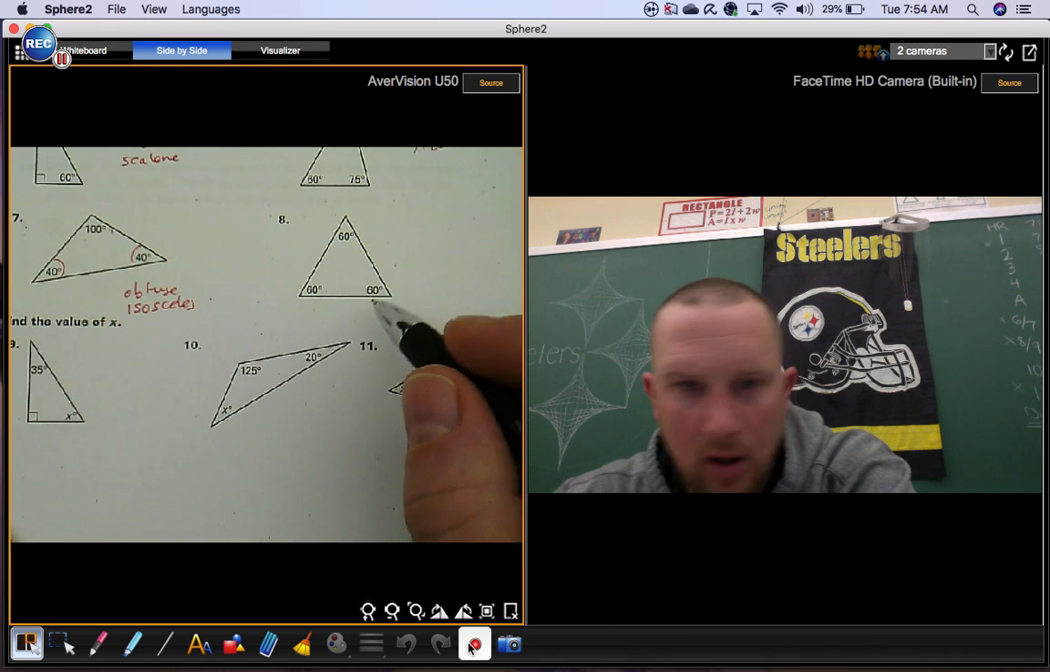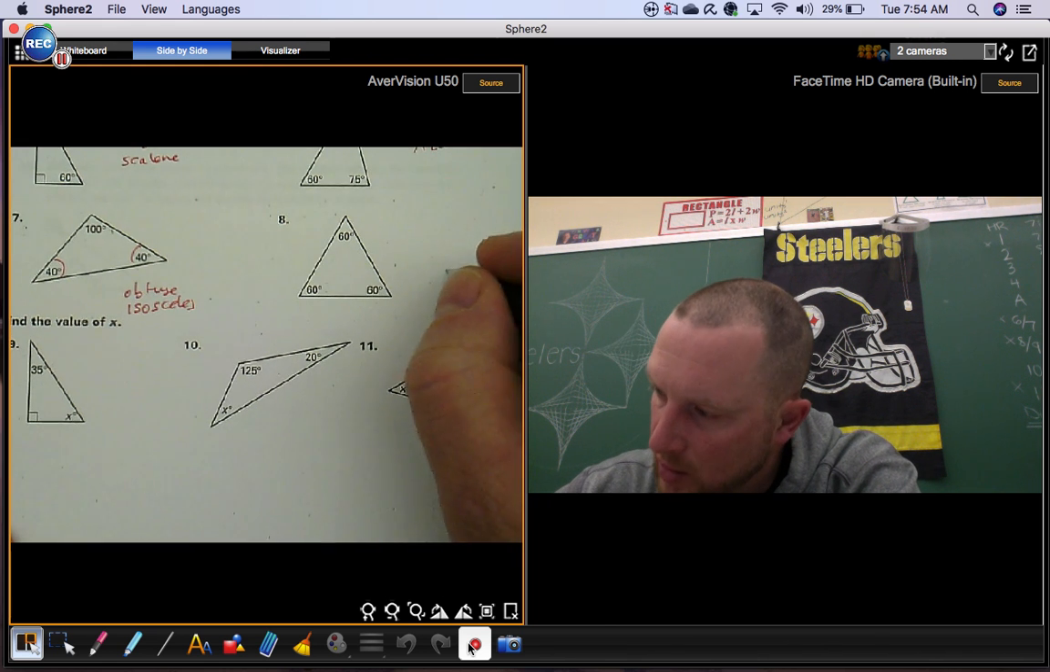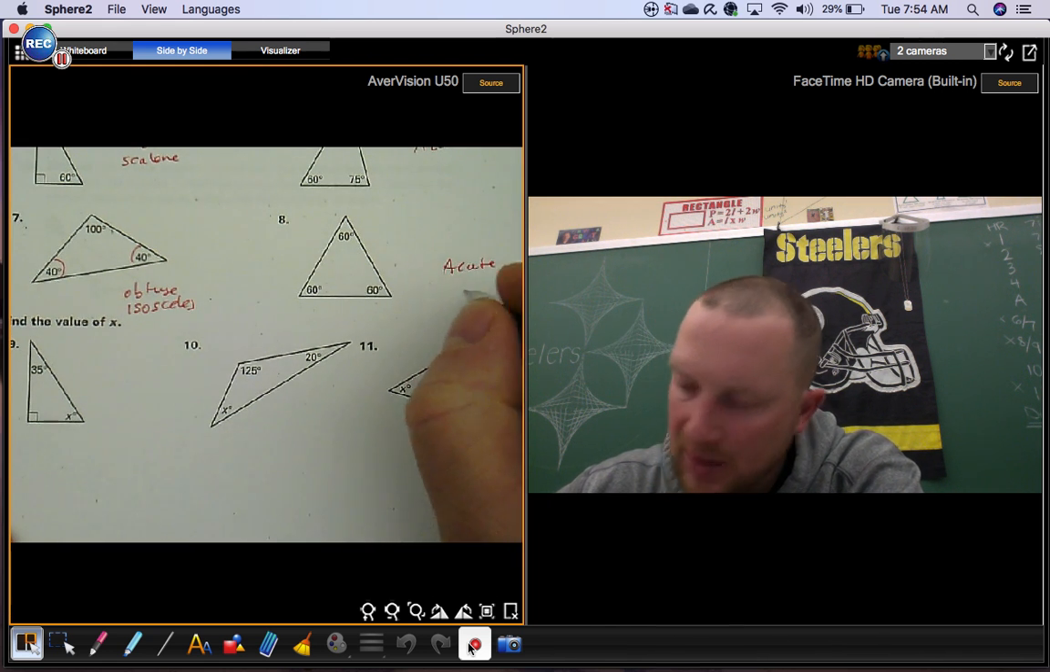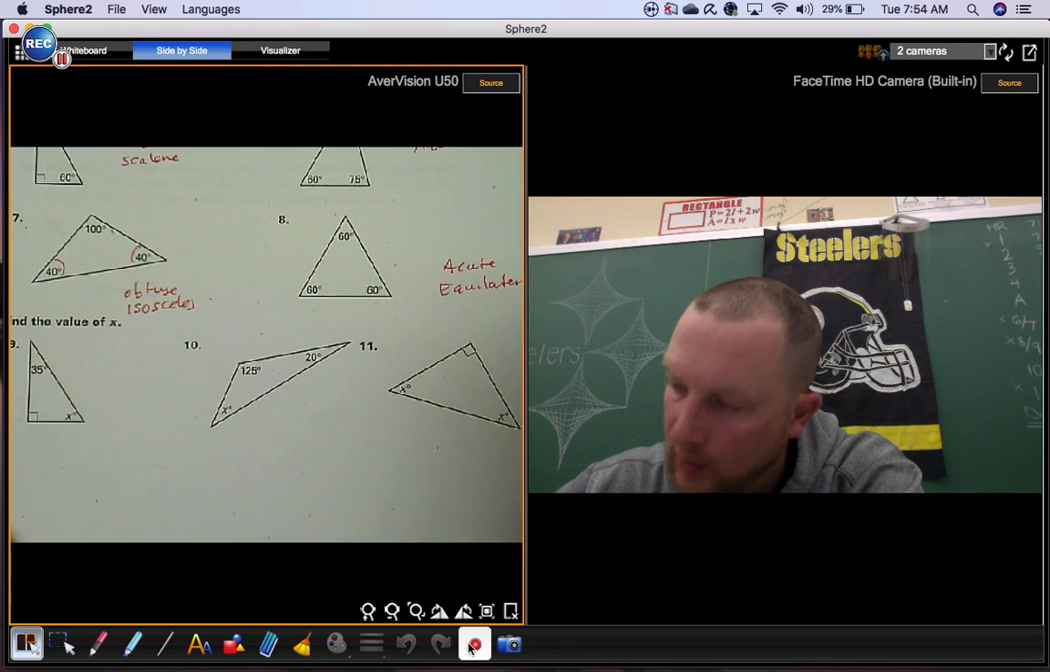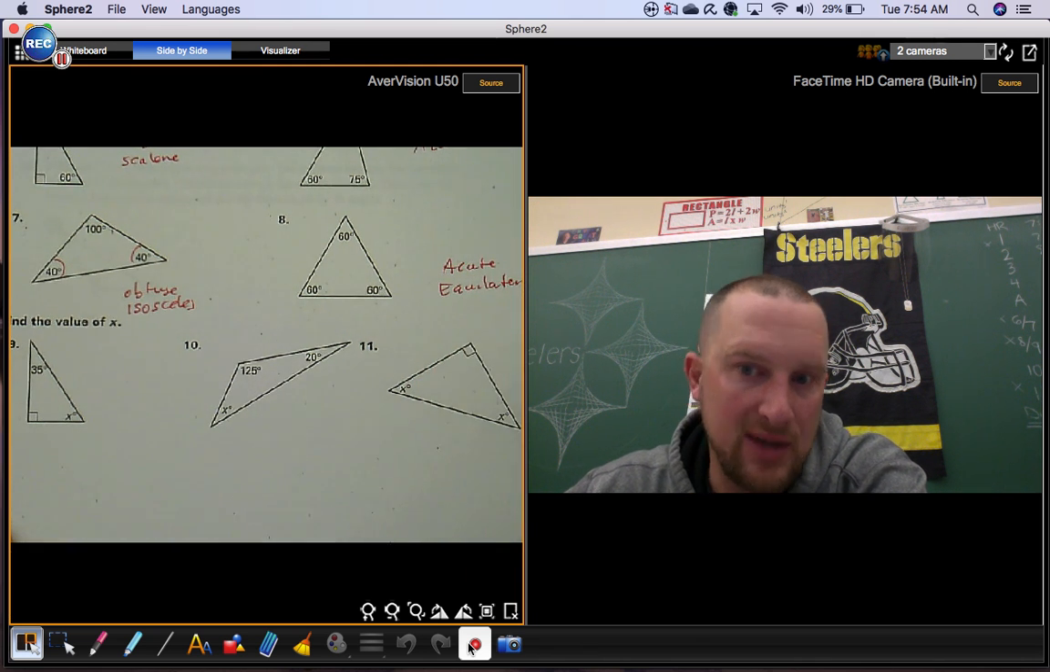Number 8, all of the angles are 60. So it's definitely acute, but at the same time you can call it equilateral. If all the angles are the same, all the sides are the same.